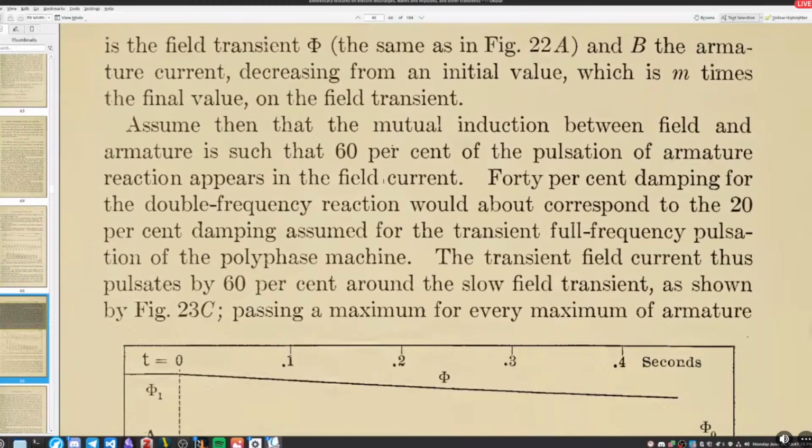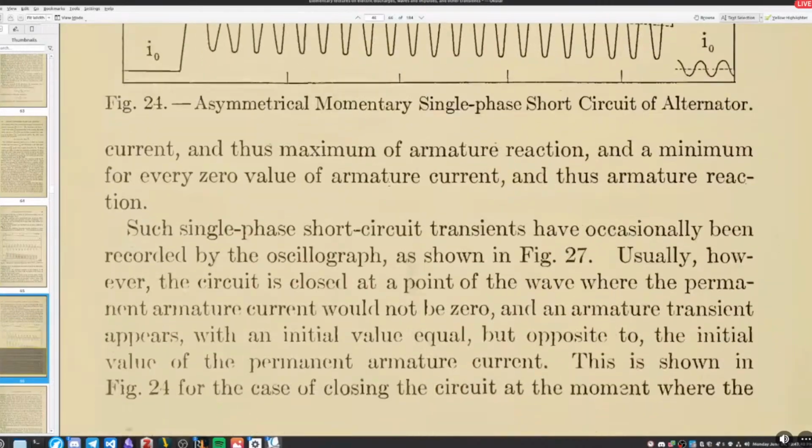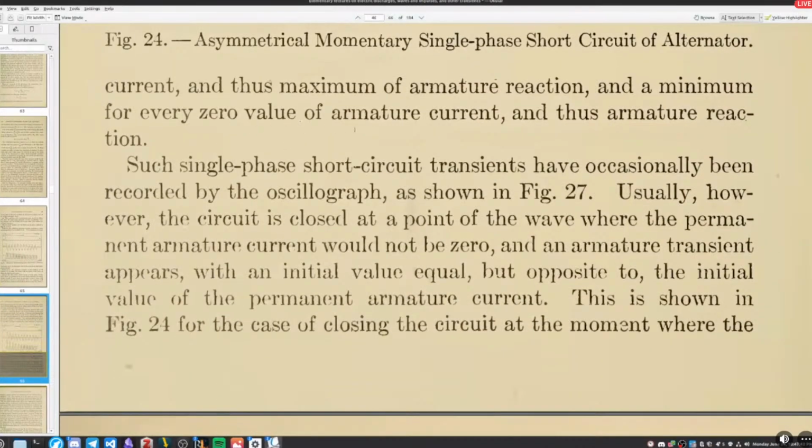The transient field current thus pulsates by 60% around the slow field transient, as shown by Figure 23c, passing a maximum for every maximum of armature current and thus maximum of armature reaction, and a minimum for every 0 value of armature current and thus armature reaction. Such single-phase short-circuit transients have occasionally been recorded by the oscillograph, as shown in Figure 27.